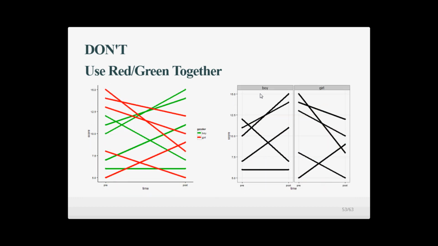A better approach altogether may be to facet. Here I have faceted the same information, and all of a sudden some trends appear that are otherwise much more difficult to see, and we're able to use just black and white ink. Particularly with the girls, we see there's a trend for all the girls to go from pre to post down, with the exception of one individual. That's interesting, and that might not be as visible when we have all those lines together, whereas the faceting gives us the ability to pull out that pattern.